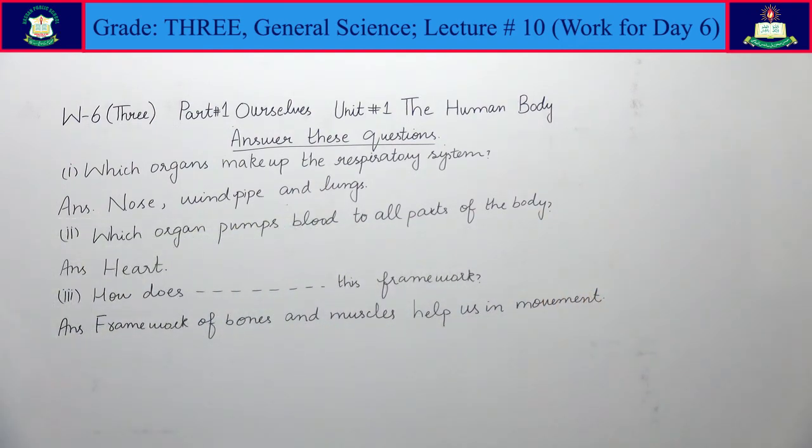So students, when we were discussing the systems of the body, in the skeletal system we discussed that the skeletal system is made up of bones which support and protect our soft body parts. But the muscular system, which is made up of muscles, helps us in movement. So these two systems are intermingled with each other. Students, second part of this question is, what would happen if we did not have this framework?